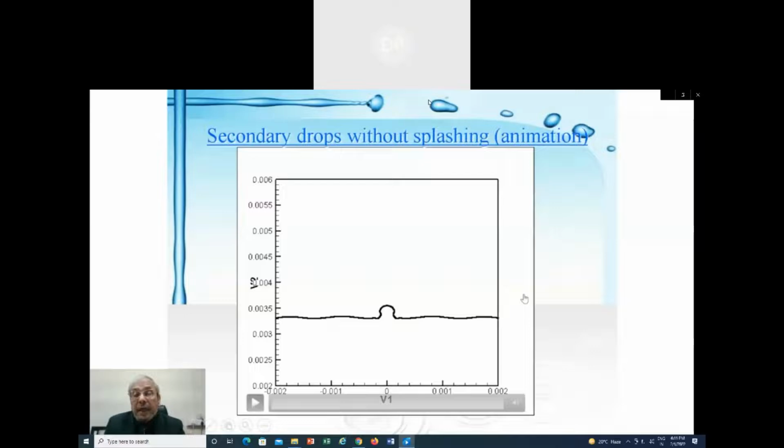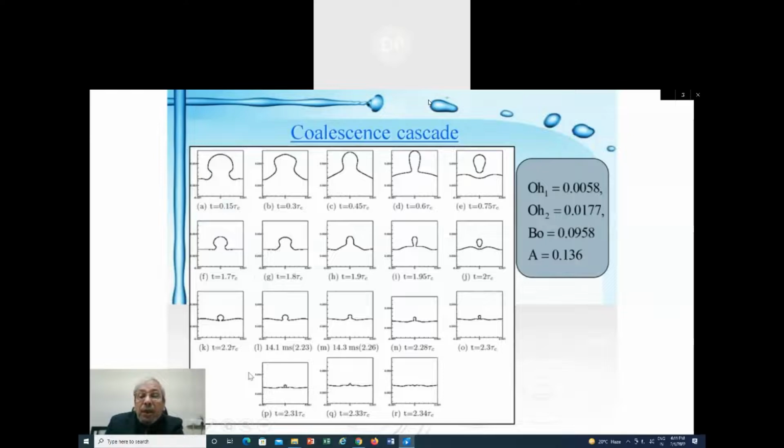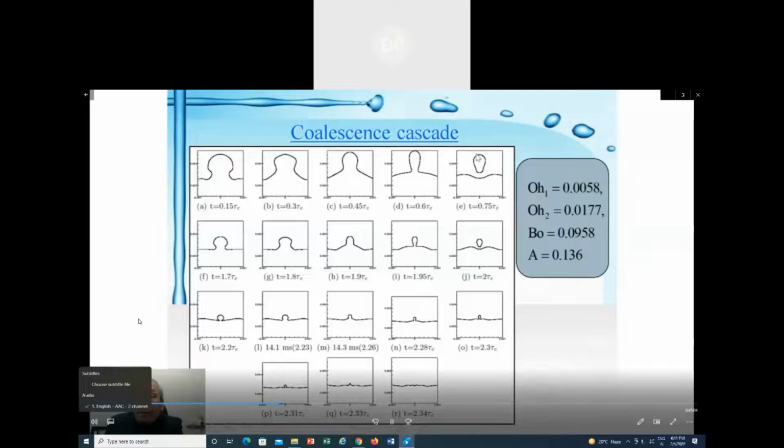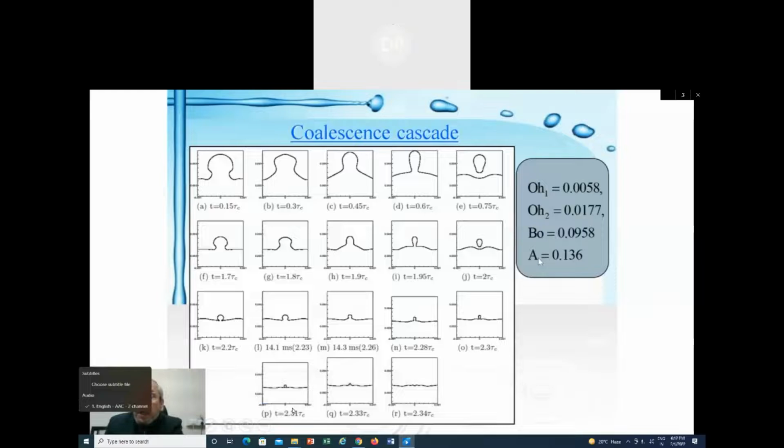Quite a few investigators have obtained an 8-stage such cascade. And whatever we showed in the earlier animation, those are computational results, and these are different snapshots of the computational results. And you can see here the secondary drop formation, here the tertiary drop formation, and the corresponding Ohnesorge number, Bond number, Atwood numbers are given.